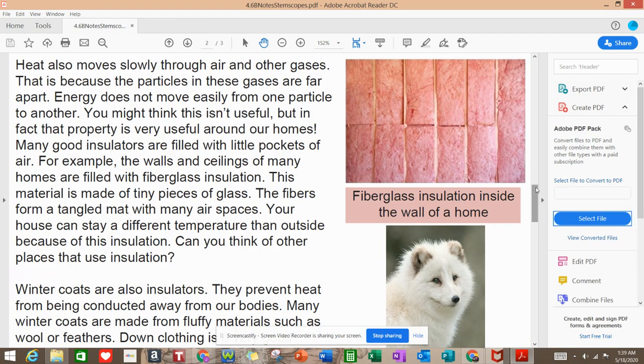You might think this isn't useful, but in fact, that property is very useful around our homes. Many good insulators are filled with little pockets of air. For example, the walls and ceilings of many homes are filled with fiberglass insulation. This material is made of tiny pieces of glass. The fibers form a tangled mat with many air spaces. Your house can stay a different temperature than outside because of this insulation. Can you think of other places that use insulation? Fiberglass insulation inside the wall of a home.